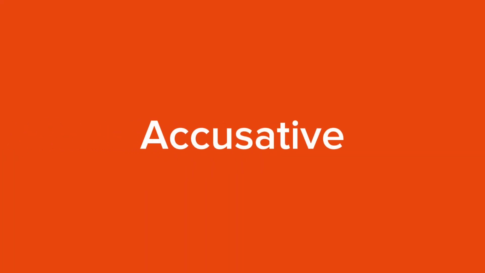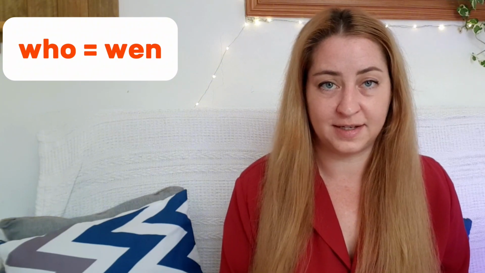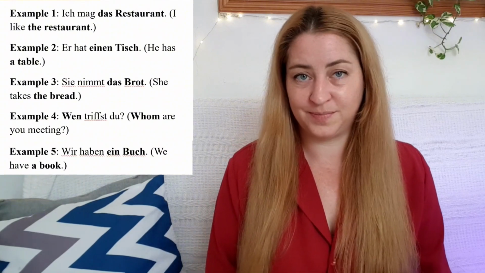Now let's look at the accusative case. The accusative case is for direct objects in a sentence. Usually, direct objects are things the subject is acting upon, and it answers the question who or whom. In German, you would use wen in place of who in the accusative case. First, let's look at some examples of German sentences with subjects and direct objects. This time, the direct objects are in bold.